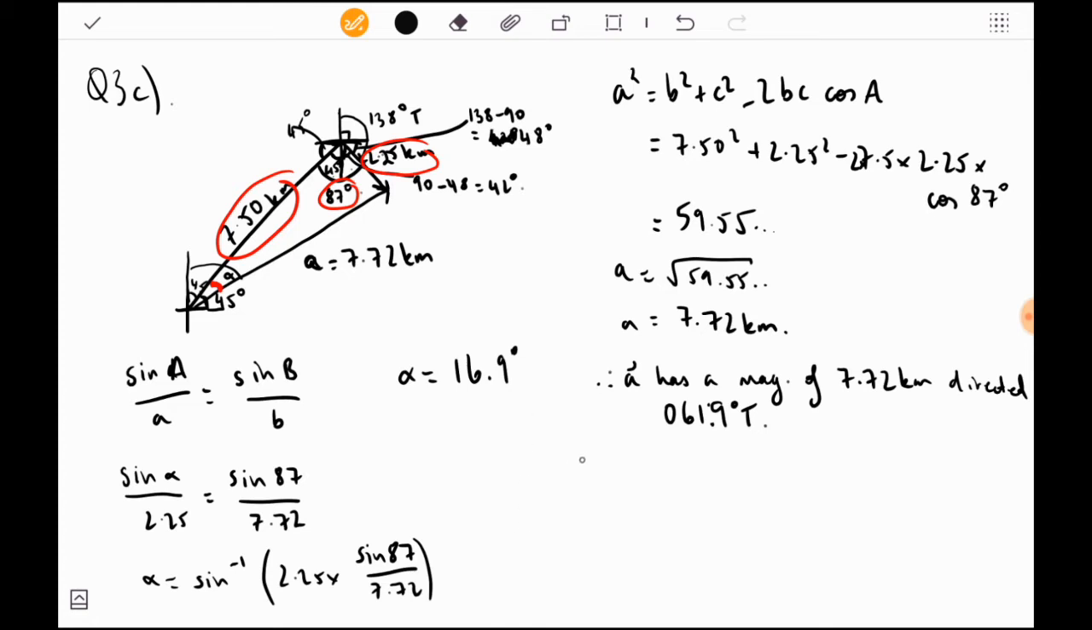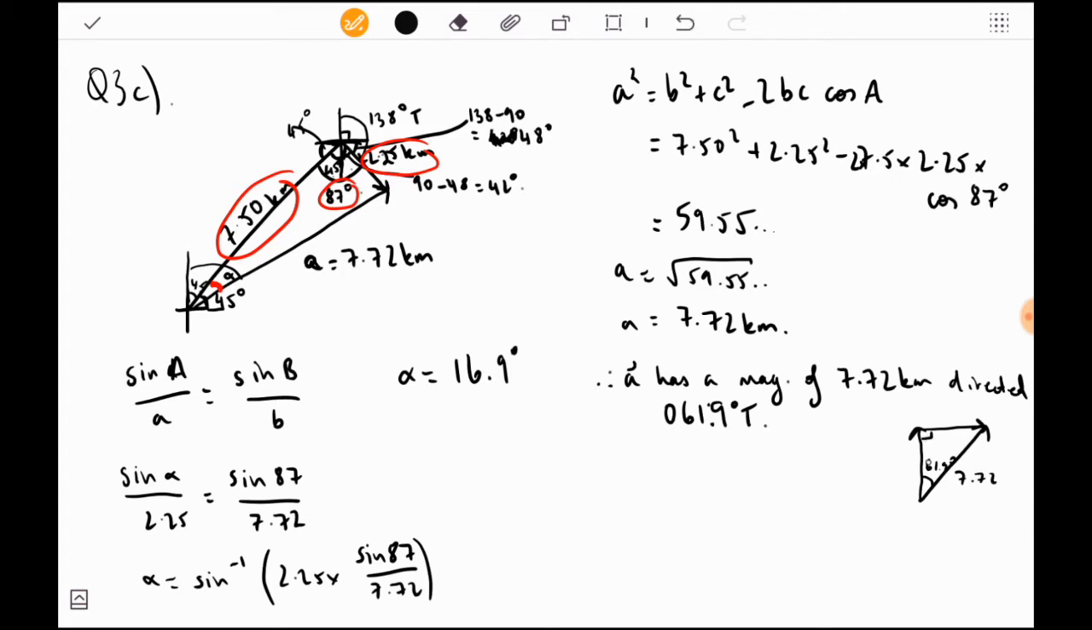So now we want to find the components. To find the components, first of all, we'll draw a diagram. So we've got just our vector A. And now we want to find the vertical and the horizontal components. So we know this angle here, it's 61.9 degrees. And we know this side here, it's 7.72. We know this is a right angle.